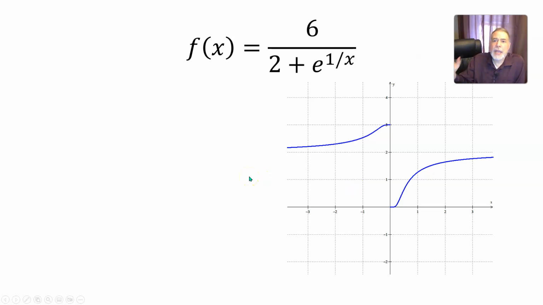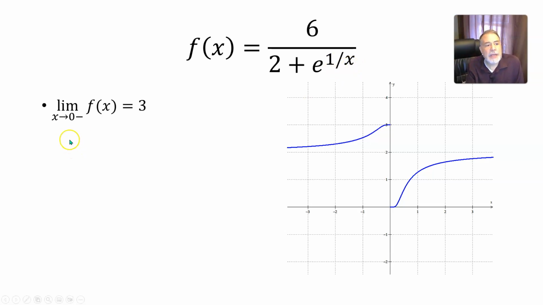Okay, so if you were zoning out, you can come back and now look at some more examples of one-sided limits. Here we have the function f of x equals 6 over 2 plus e to the 1 over x. Here's what the graph looks like, and you'll notice the graph is in two separate pieces. This function would be undefined at 0, because if x is 0, 1 over x would be undefined, and so right there it breaks down.